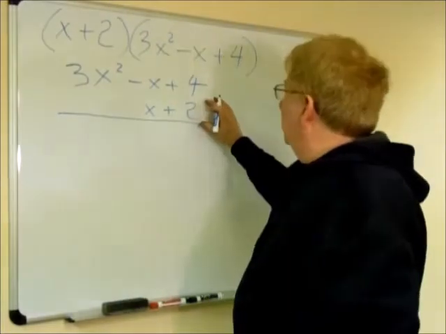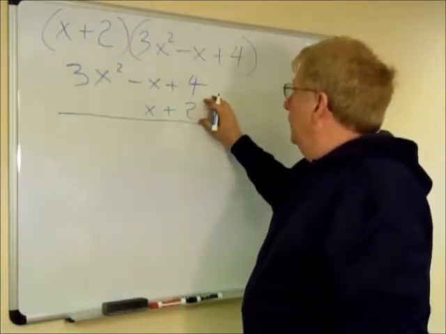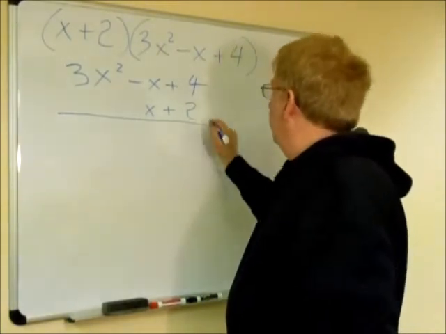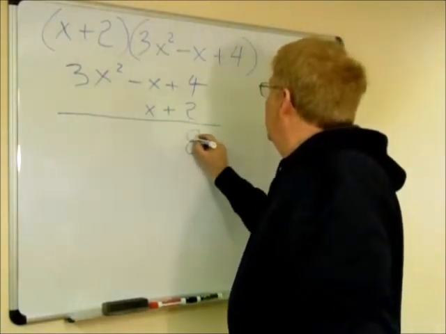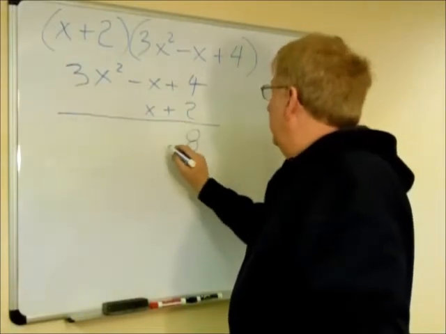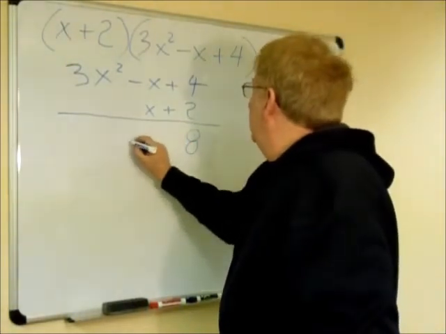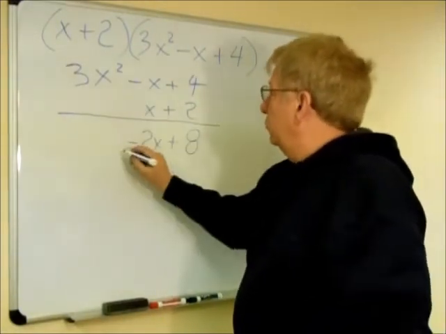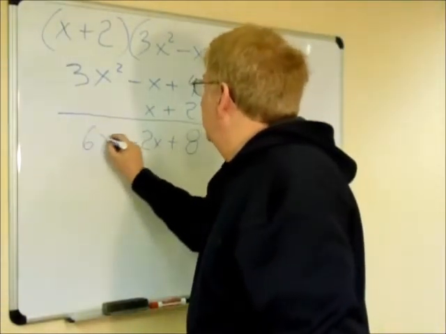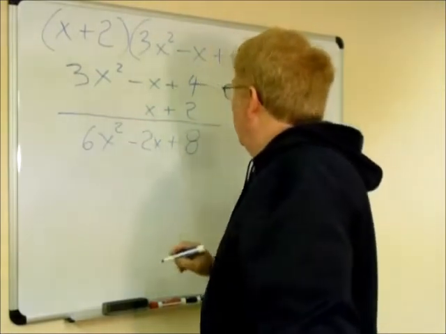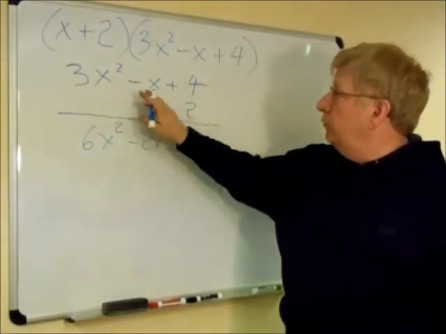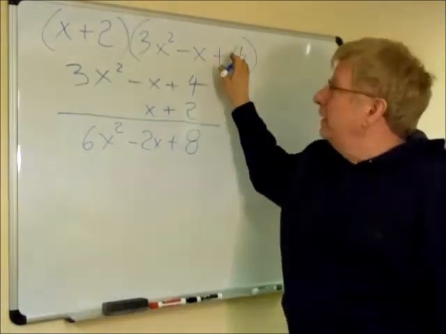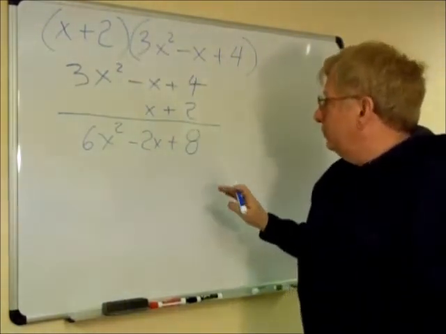Now the first thing we'll do is we'll take this first part, 2. We'll start over here. 2 times 4 is 8. 2 times negative x would be minus 2x. And then 2 times 3x squared, which would be 6x squared. So we've taken this 2 and we've distributed it across here. We could have done this horizontally, by the way, as well.